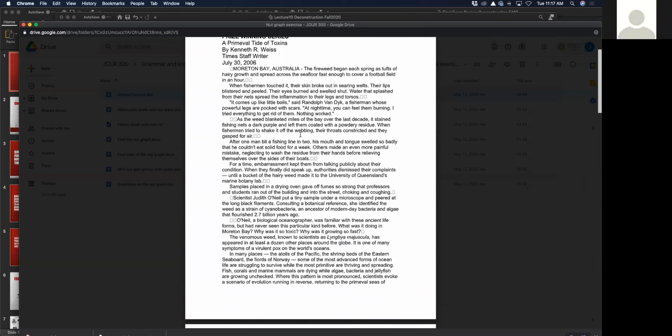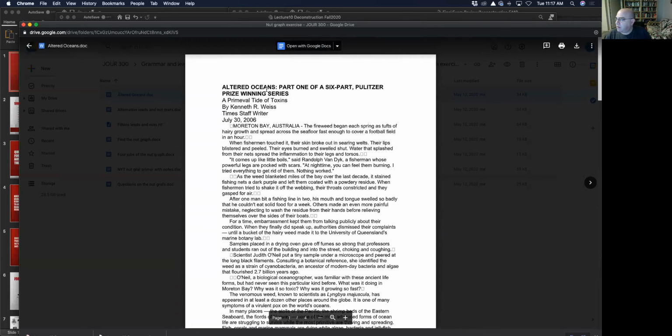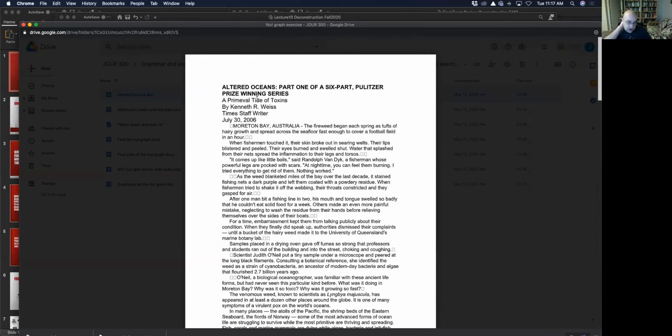Is it in many places? Yes. So it's still the beginning though, right? Right, because it's the beginning of a six-part story. So where you put the nut graph is proportional to the length of what you're writing. If you're writing a much longer thing, you can open up with a much longer anecdotal or alternative lead, right?